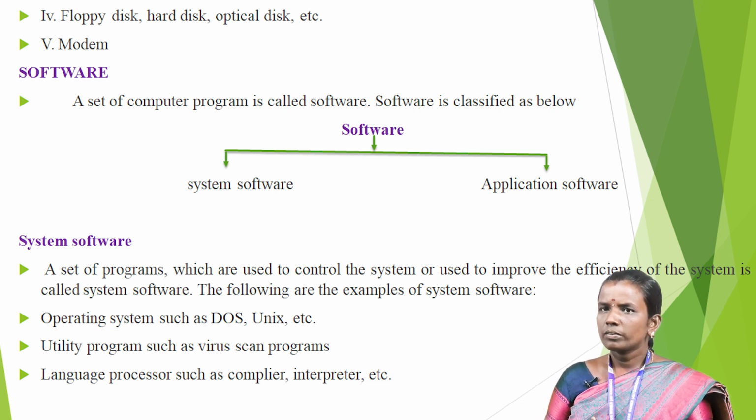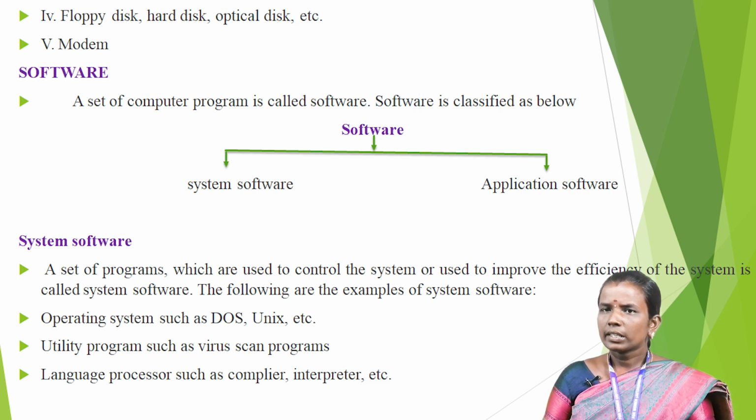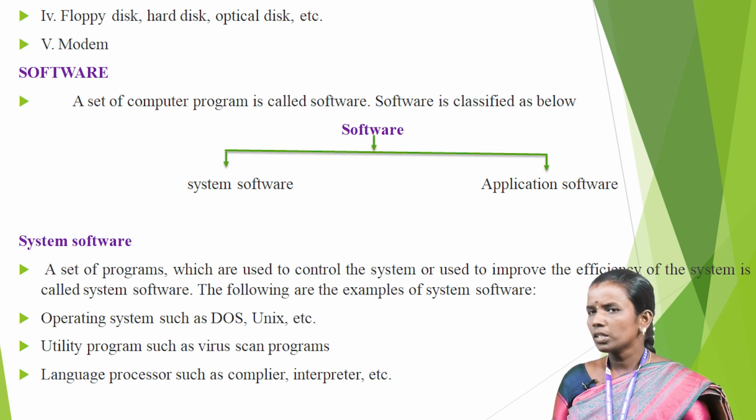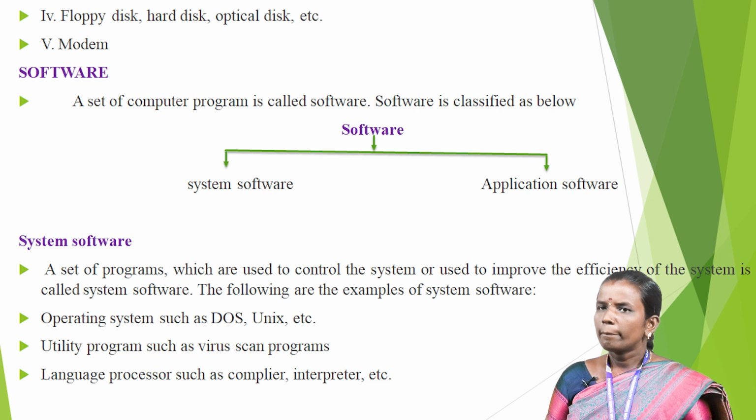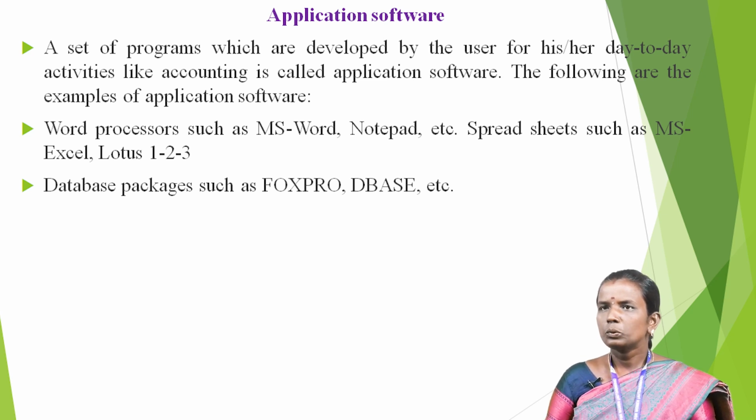A set of programs which are used to control the system or used to improve the efficiency of the system is called system software. The following are examples of system software: operating systems such as DOS, Unix, etc. Utility programs such as virus scan programs. Then language processors such as compiler, interpreter, etc. Then application software. A set of programs which are developed by the user for day-to-day life activities like accounting is called application software. The following are the examples of application software: word processor such as MS Word, Notepad, etc.